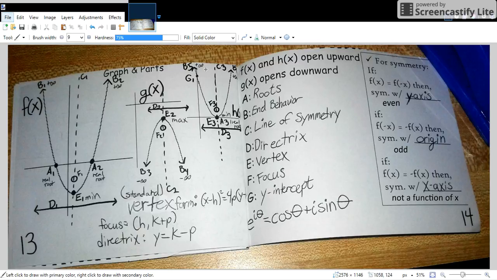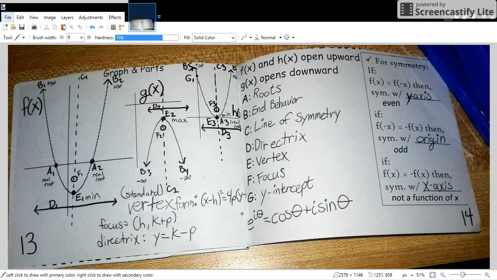And then G, that is our y-intercept. It's where it crosses the y-axis. And again, here's our y-intercept for this one that I didn't draw in here. Okay, so I, that is our imaginary numbers.